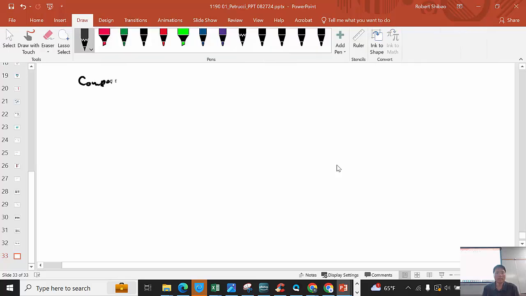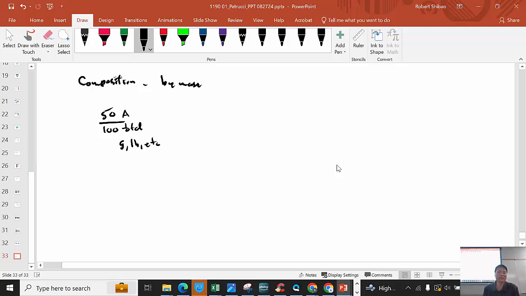So when we do composition, we usually look at percent composition. Percent composition typically is by mass, but it could also be by molecule or what we call mole. And so we'll do percent composition by mass. If we have 50 parts, this could be 50 pounds out of 100 pounds total of A out of the total. We could use any units here, grams, pounds, kilograms, whatever we want. They just have to be the same on the numerator and the denominator.